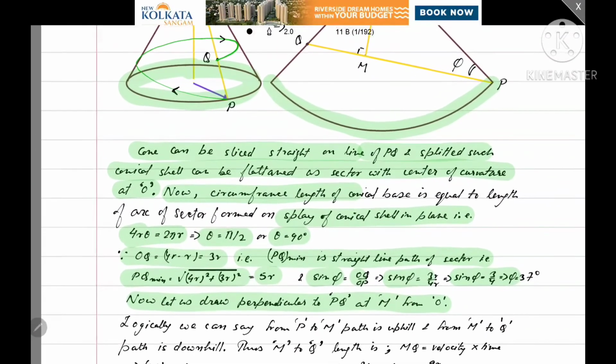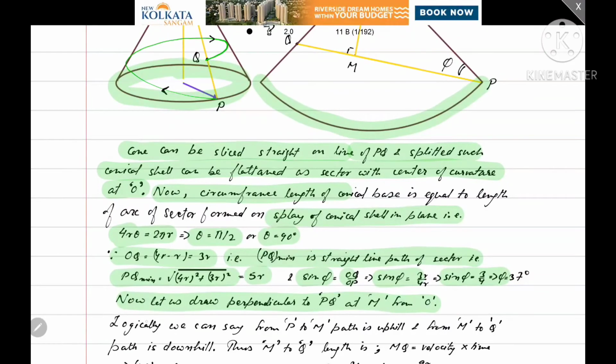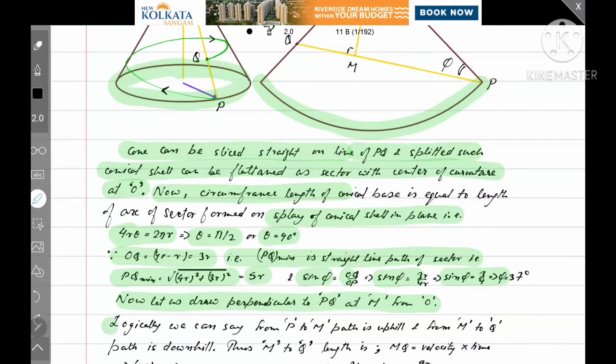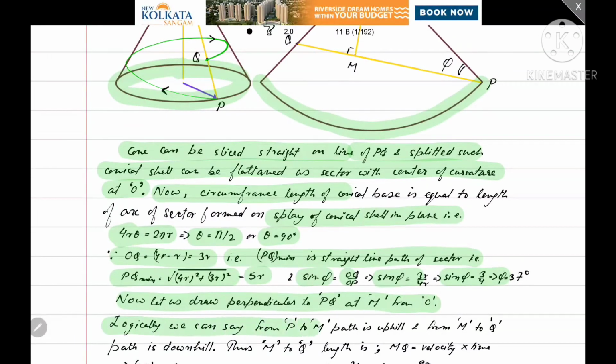Here we can easily check logically. We can say that logically from P to M path is uphill, means car will go vertically up, and from M to Q path is downhill, means in this path car vertical height from circular base on the conical hill will decrease. Thus M to Q length is equal to how much?